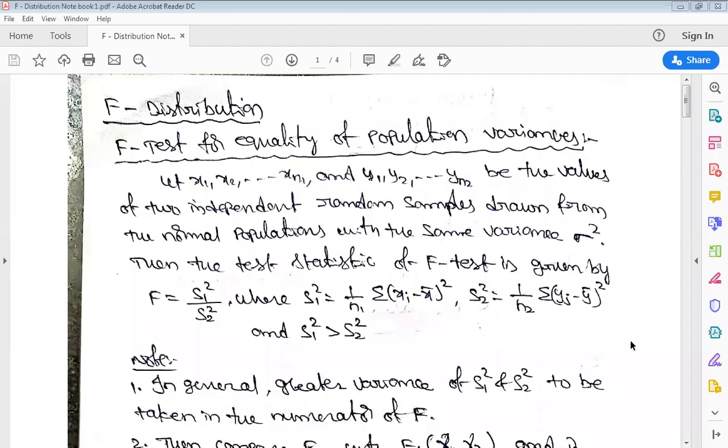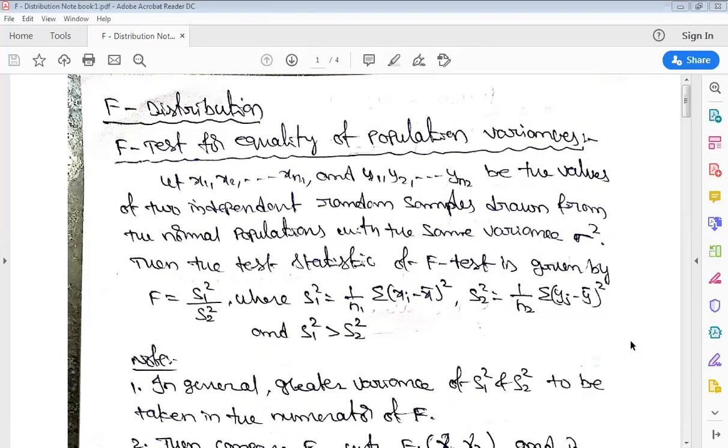Dear students, in today's class we discuss F distribution. It is also known as F test for equality of population variance. See the test first. Let x1, x2, x3 up to xn and y1, y2, y3 up to yn be the values of two independent random samples drawn from the normal population with the same variance sigma square.